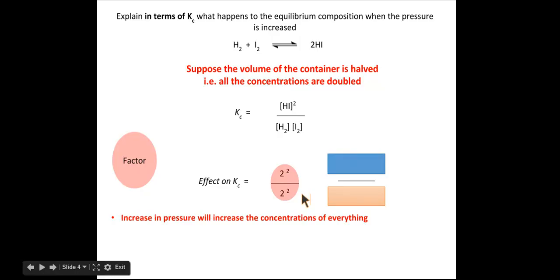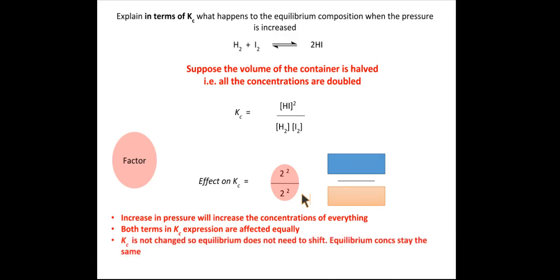And so the increase in pressure will increase the concentrations of everything. Both terms in the Kc expression are affected equally now. So Kc won't change. This system is not knocked out of equilibrium, and so it doesn't need to shift. And so the equilibrium concentrations remain the same.